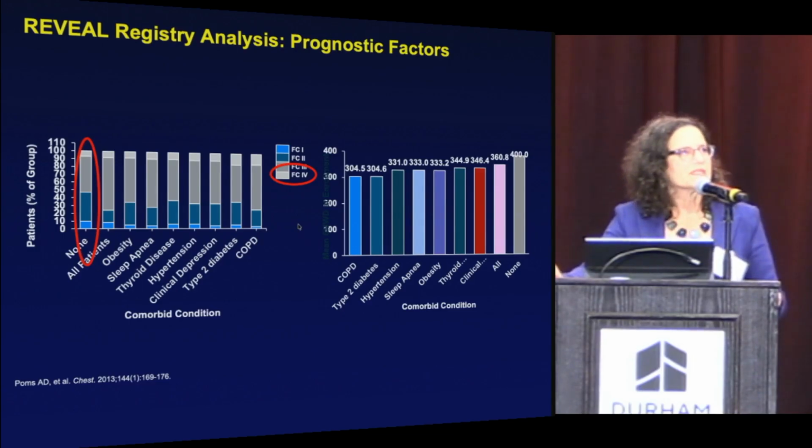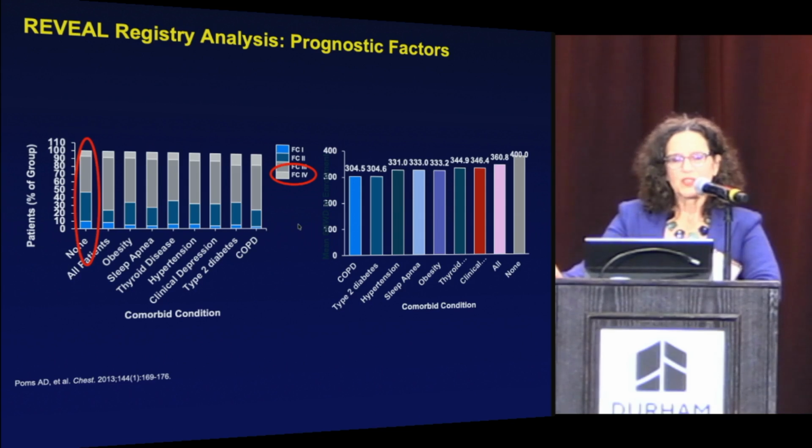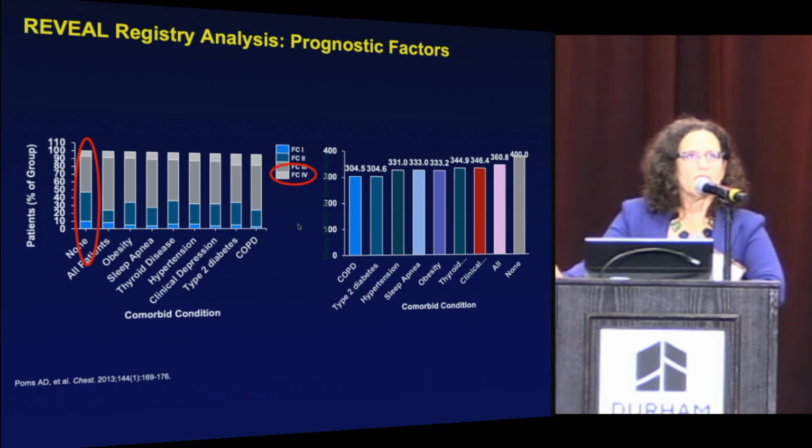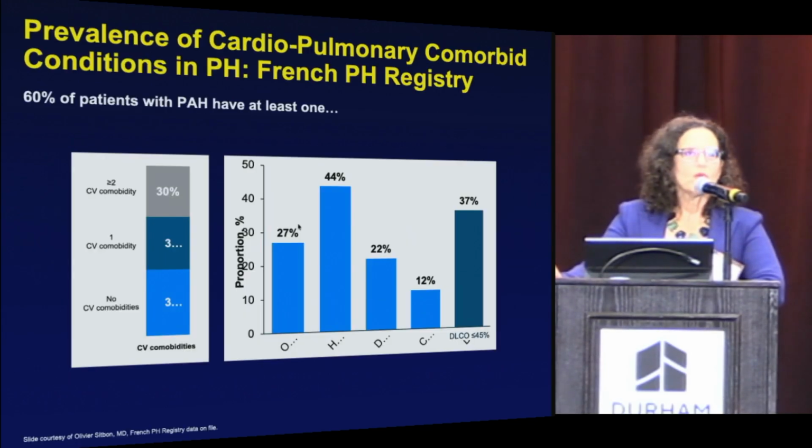I think Abby is here today. This is a paper that Abby Palms published from the Reveal Registry, simply showing that patients with comorbidities have more advanced functional class and lower hall walks, right? So their risk scores are influenced by their comorbidities. And we are seeing comorbidities more and more commonly.